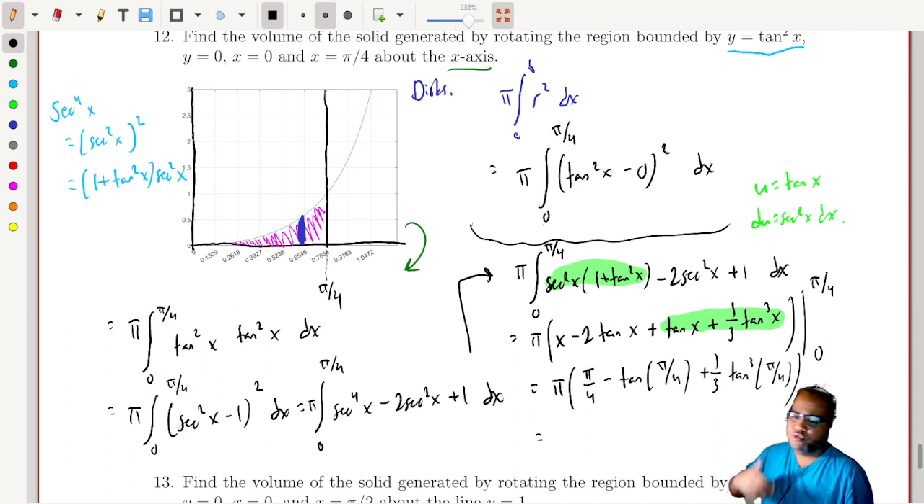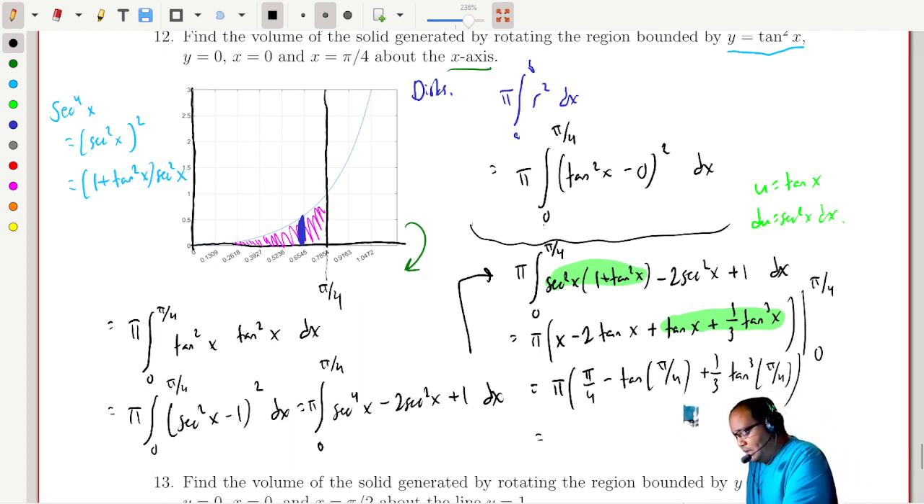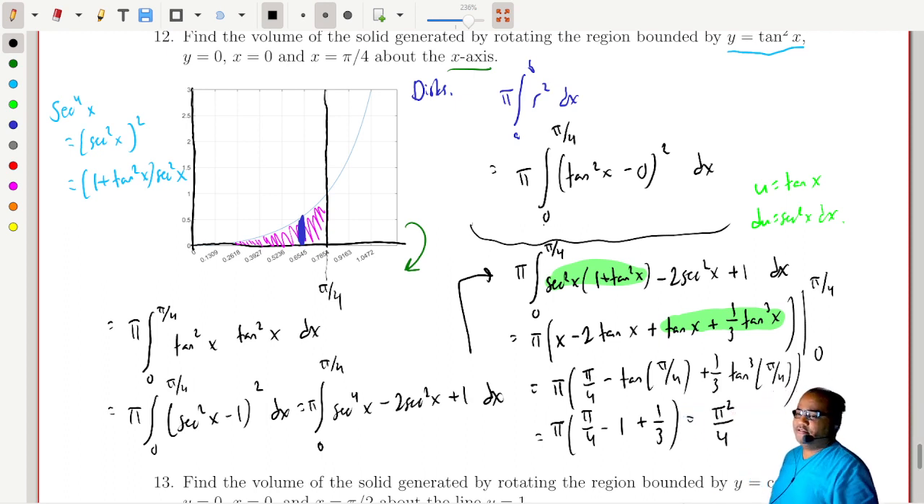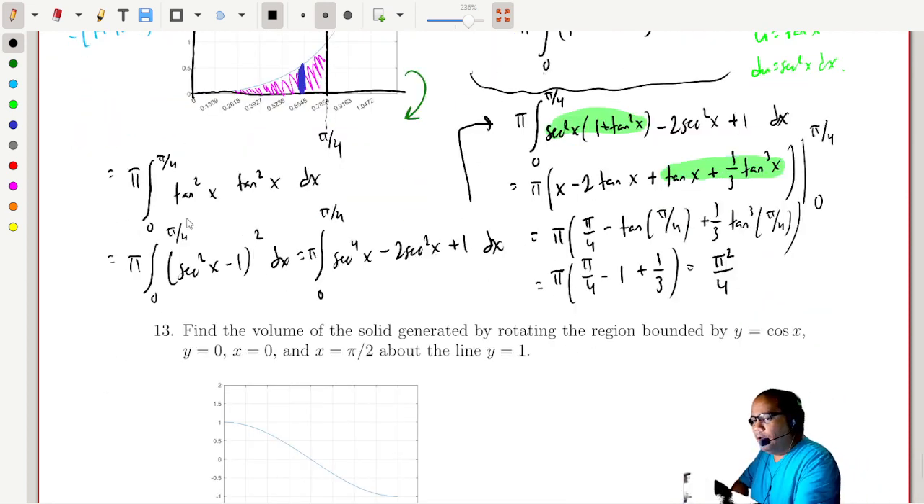All right. And then, of course, when I plug in 0, well, x equals 0. That's a 0. Tangent of 0 is 0. Okay, a lot of the stuff zeroes out. When I combine all this, let's see. We have pi times pi over 4 minus, well, tangent of pi over 4 is 1. And then cubing that gives me another 1. So we have a 1/3 in that term. And oh boy, this is going to be fun. Pi squared over 4. Okay, multiply those first two terms together. And then, 1/3 minus 1 is a negative 2/3. Let a pi through. And that's your volume.